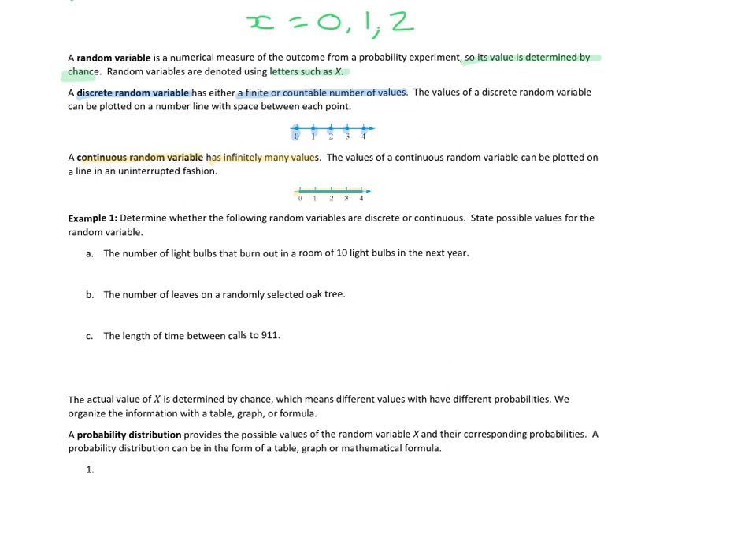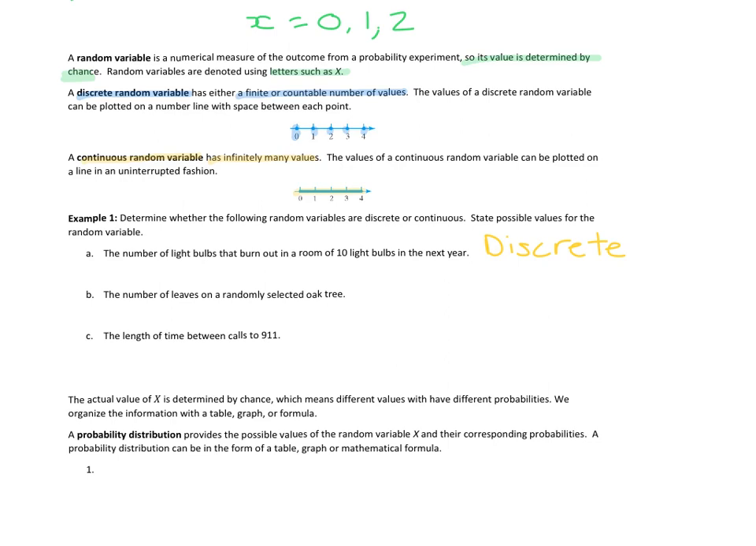All right, so let's look at the examples. Let's determine whether the following random variables are discrete or continuous, and then we'll state some possible values. First we have the number of light bulbs that burn out in a room of 10 light bulbs in the next year. So there's a room with 10 light bulbs in it, and the random variable, I just gave away the answer, is the number of light bulbs that burn out. And because we can count those, this is discrete.